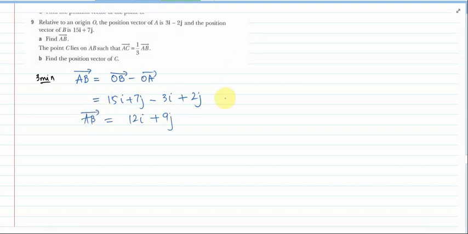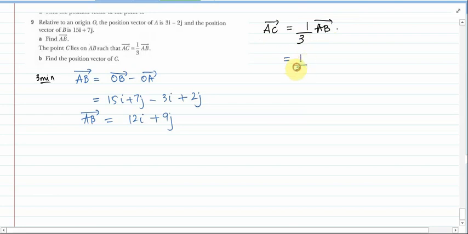Alright, after that, the point C lies on AB such that AC is equal to 1/3 of AB. Now that is a condition given in the question. AC is 1/3 of AB. Find the position vector of C. I am going to use that condition here, so I can find the vector AC easily by placing the vector AB here. So that will be 1/3 of AB, and AB is what?